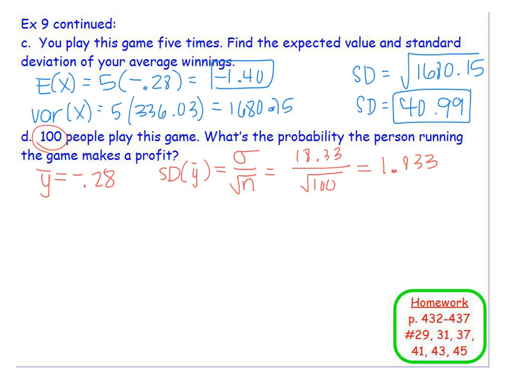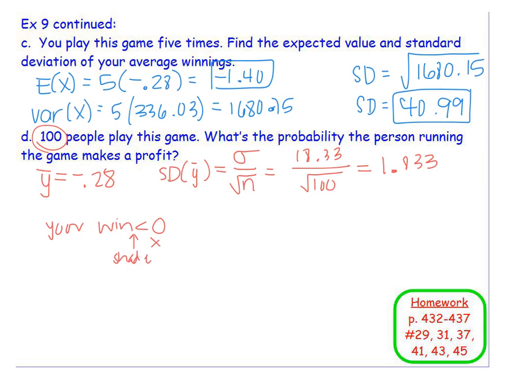So we need to discuss this. What does it mean by the person running the game makes a profit? Because this problem was all about you making money. Well, if the person running the game needs to make a profit, that means that you need to lose. So that means that your winnings has to be less than 0. There's your key number. This is your X. This tells you how to shade.